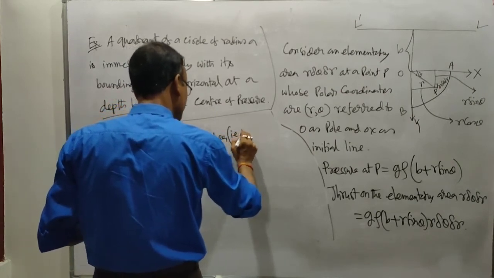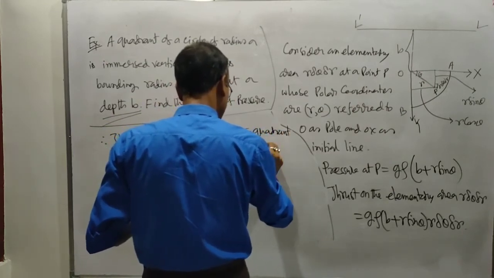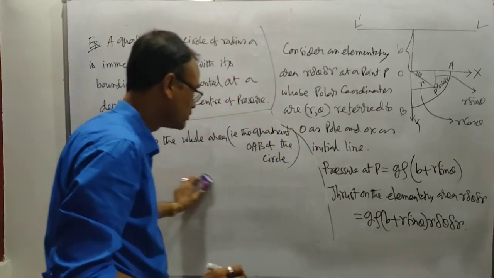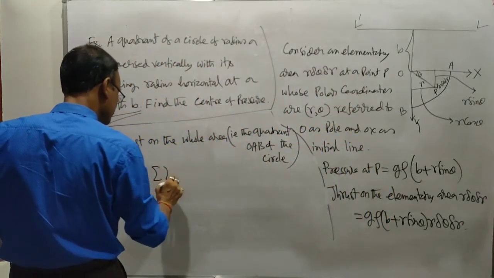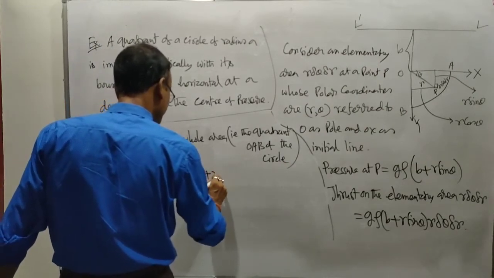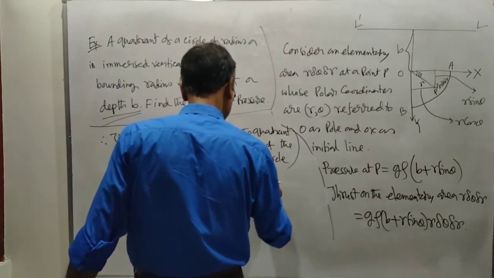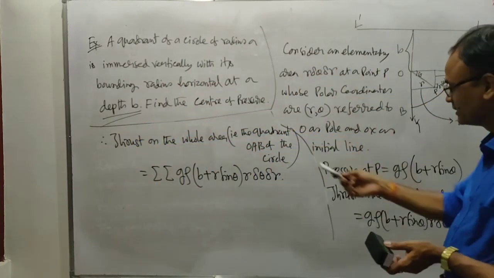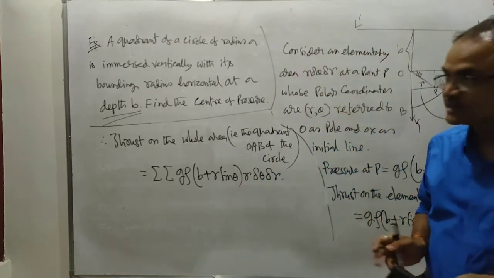That is the quadrant OAB of the circle. The quadrant OAB of the circle will be equal to double summation 0 to b plus r sin theta into r delta theta delta r. Thrust on the whole area will be equal to this.